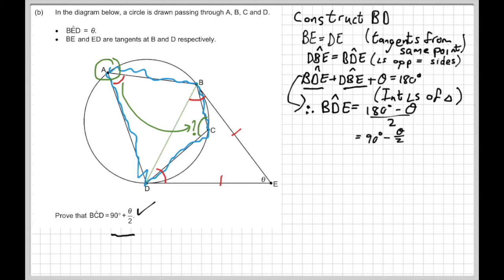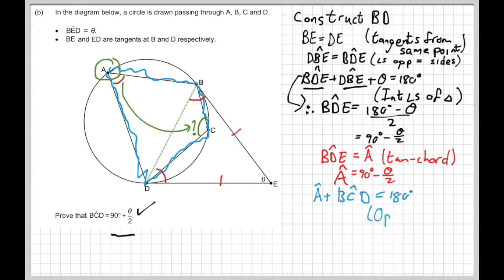Now next up, I'm going to move over to red. So angle BDE is equal to angle A because of theorem 9, the tan chord. So angle A is actually equal to 90 degrees minus theta over 2. Again, remember, if I have angle A, I can get angle BCD. Why? Because together they add up to 180 degrees because of opposite angles of a cyclic quad.